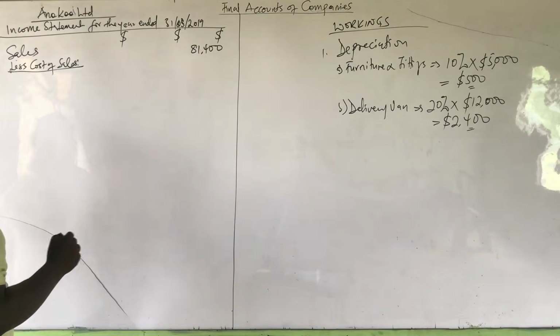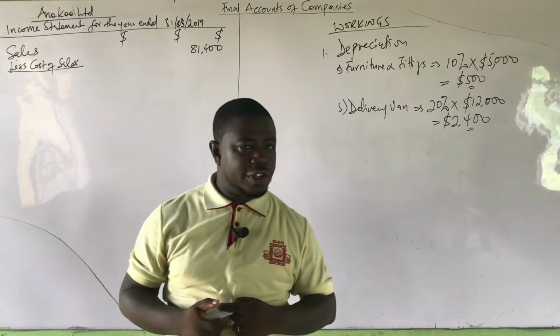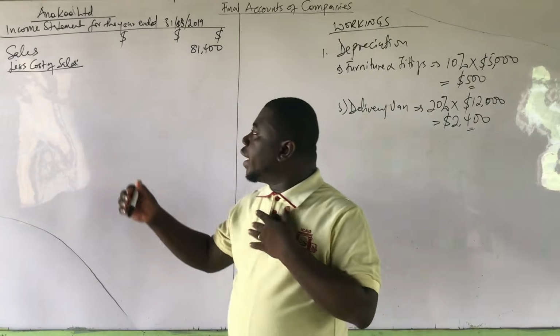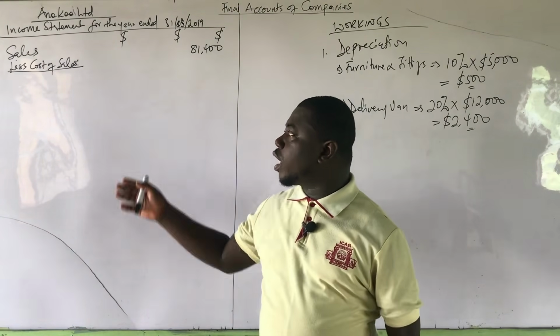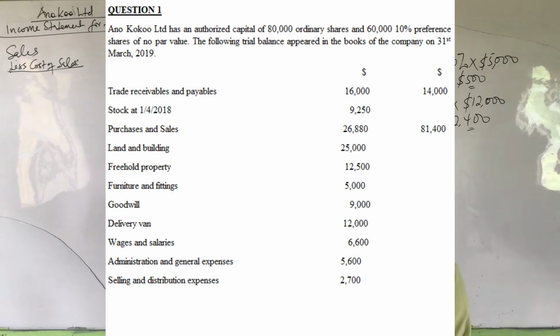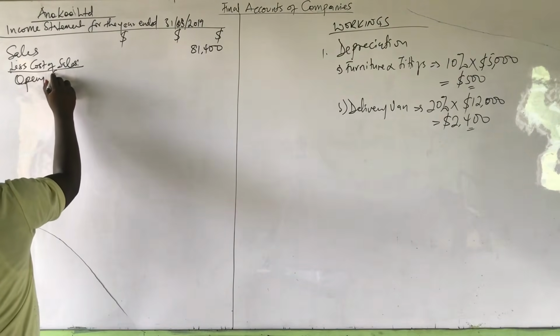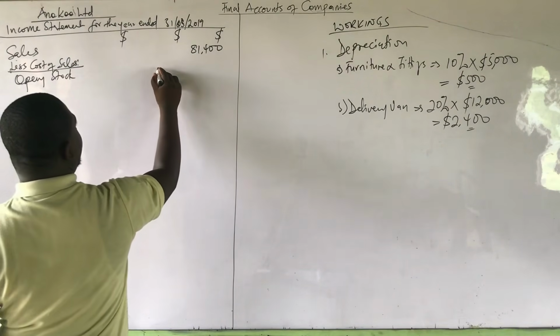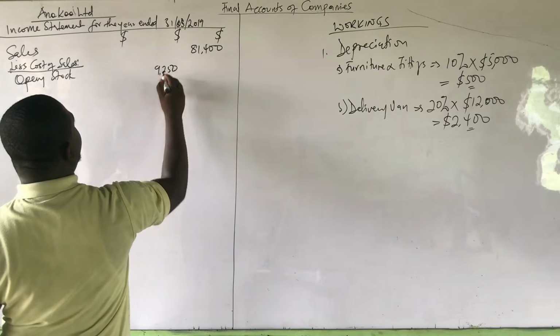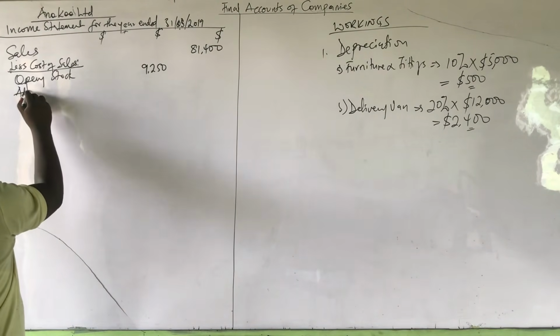So we are going to do our calculation for cost of sales, just like we've been doing in the case of a sole trader. So in estimating cost of sales, we look at our opening stock. From the question, the opening stock figure is $9,250. So opening stock, $9,250.